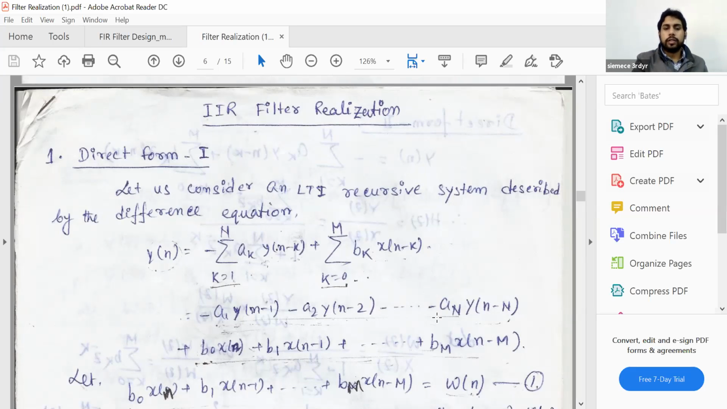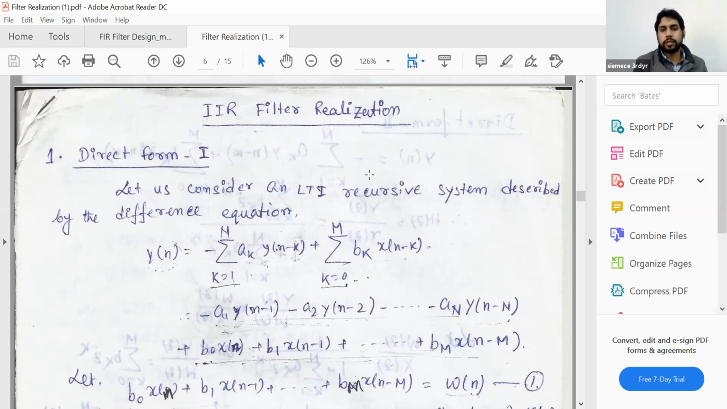Now, what is DF1? This formula is a very well-known formula for a recursive system. Consider an LTI recursive system described by the difference equation. Now, what is recursive? Recursive means there is a feedback. Feedback means from the output. In a general sense, if I ask for student feedback or teacher feedback, what is the meaning? If the teacher delivers something and asks for feedback, that feedback should come from the student. I am giving something, and with respect to that I am expecting some feedback. So that is a feedback system.